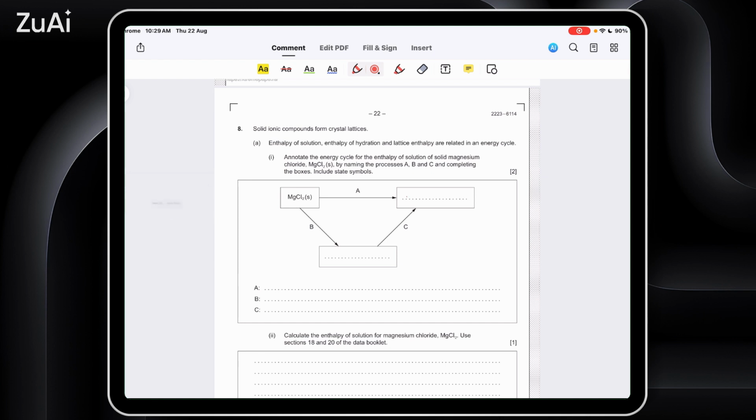So magnesium solid turns into magnesium aqueous, and so that's solution. When solid turns into aqueous, that's enthalpy of solution. Always remember, when gaseous ions turn into aqueous, gas to aqueous, that's enthalpy of hydration. We are talking about C.